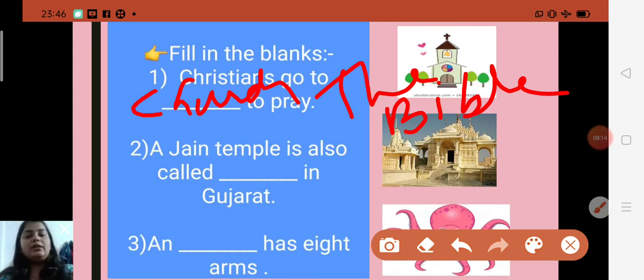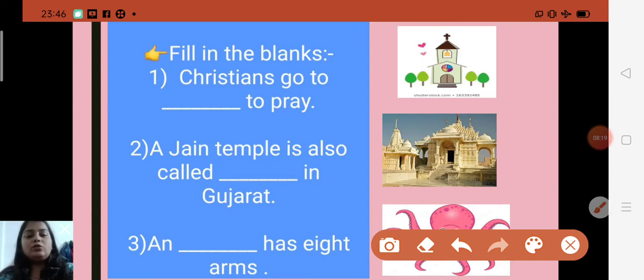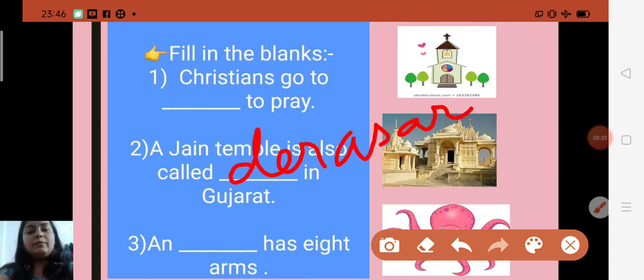Now after that, next one is here. A Jain temple is also called what? A Jain temple is also called Derasar. Spelling of Derasar: D-E-R-A-S-A-R. A Jain temple is also called Derasar in Gujarat. And what? Jains go to the Jain temple to pray.